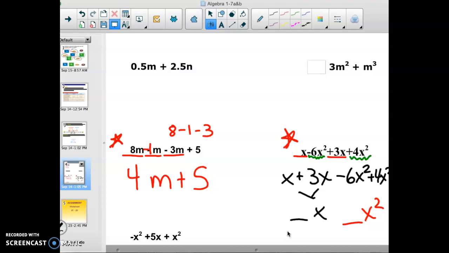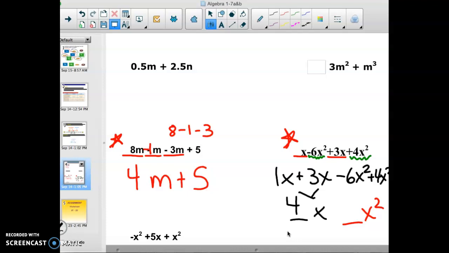How many x's do I have in my pile? Alex, sorry, Alex Mittendorf. How many x's do I have in this pile? I have 1 in this pile and 3 in this pile. How many total is that? 4. You got it. Make sure your Chromebook's on your other desk, please. How many do I have in the x squared pile? If I have -6 of them plus 4 more, how many total x squareds do I have?